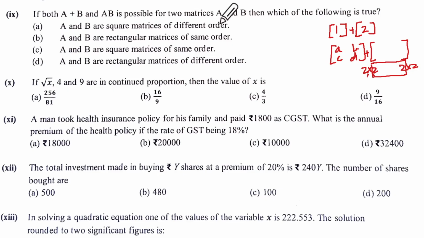That means it should have both rows and columns equal. So they should be square matrices of the same order. Square matrices of different order, then you can't add them. Rectangular matrices of the same order, I can add them, but I can't multiply them. Didn't understand what I said? Ma'am, why can't you multiply them? You can multiply them. See here, say for example this is 1 into 2 and this is 2 into 1. So I can multiply them, correct? But can I add them? I have to have the same order.